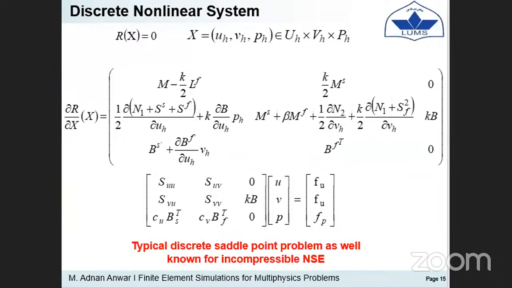After discretization in time and in space by the standard Galerkin finite element method, we arrived at a set of nonlinear algebraic equations of the form. Here are unknowns and mass matrix and some others. S are the stress operators and C is the incompressibility constraints for the solid, and B is the discrete gradient operator, and so on.